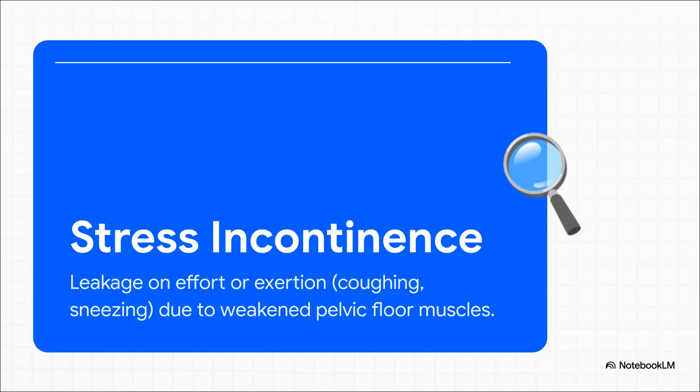Basically, any increase in pressure inside the abdomen, think a cough, a sneeze, or even lifting groceries, that pressure just overcomes the strength of a weakened urethral sphincter. It's a mechanical problem, which, as you'll see, is why our first-line treatments are also mechanical and behavioral.